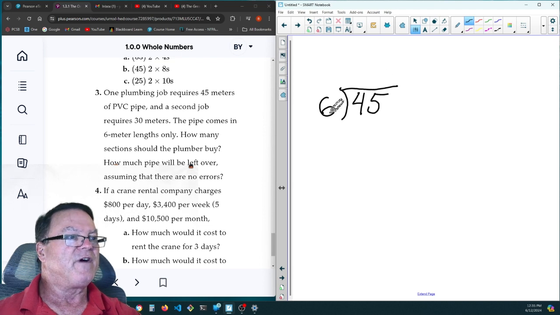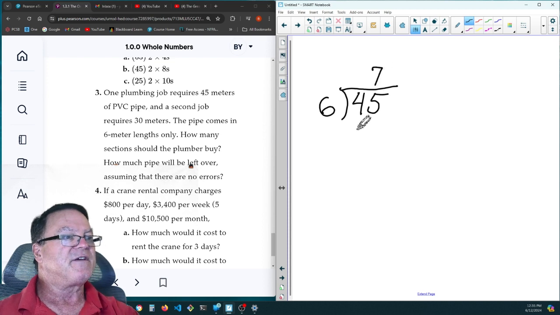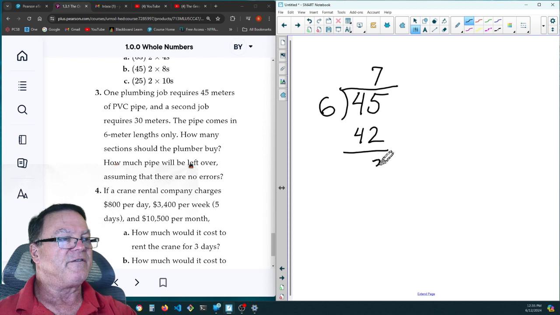So we'll divide 45 divided by 6. 6 goes into 45 7 times. 7 times 6 is 42. So we'll write the 42. We'll subtract 42 from 45, leaving us 3.